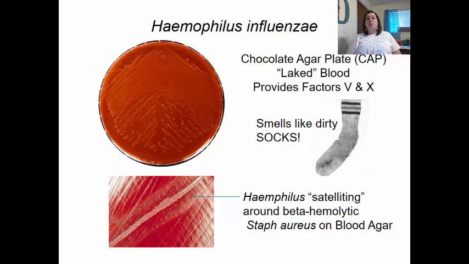There can also be Haemophilus satelliting around beta hemolytic Staph aureus on blood agar, because they are able to actually do hemolysis of the red blood cells. So when they do hemolysis and release all the contents of the red blood cells, it gives those two factors that this particular bacteria would want. So it causes satelliting, or growth around the beta hemolytic bacteria.